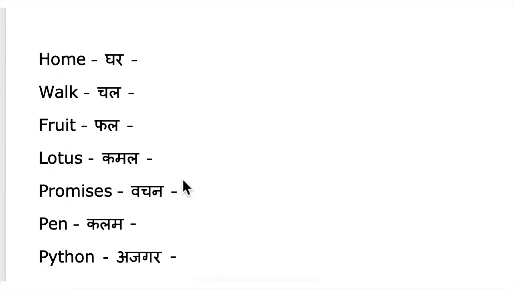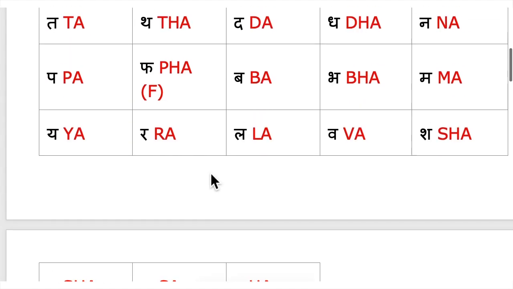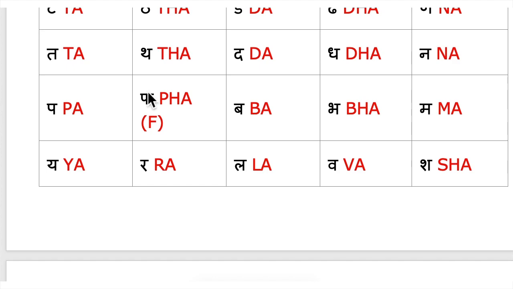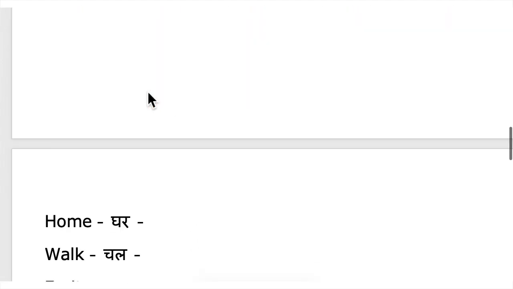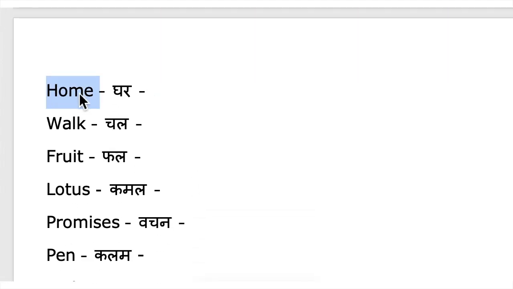In Hindi, when we use vowels on consonants, that is called matras. By using matras, we can write difficult words. For now, I will show how to use these consonants to make words without matras, without using any vowels. So the first word is home.